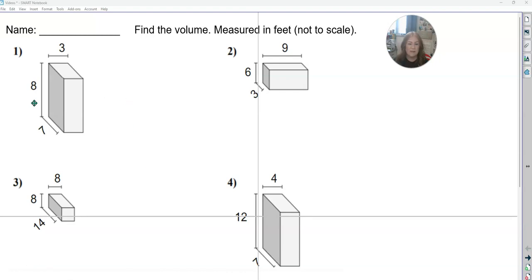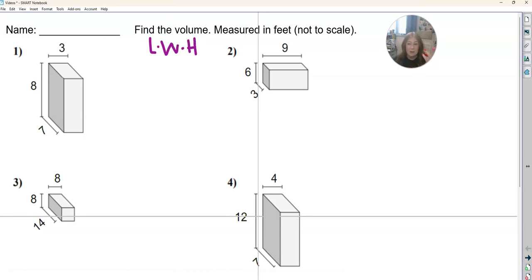We are going to be finding the volume of these rectangular prisms. So let's remember that the formula for volume is length times width times height. So every time, length times width times height.